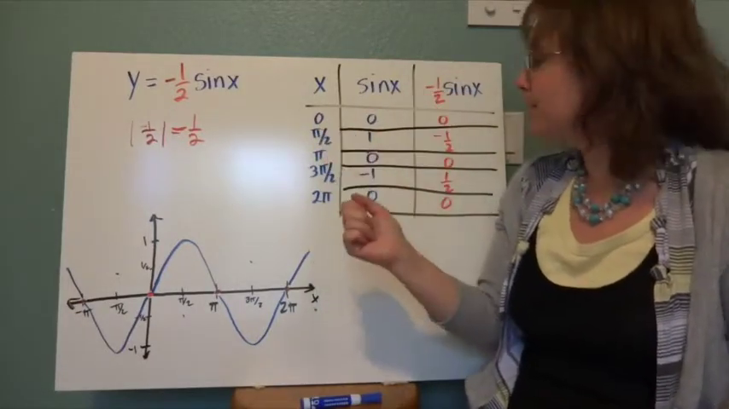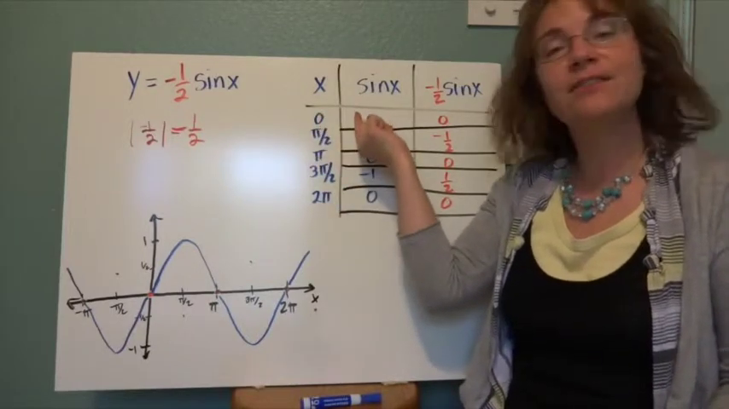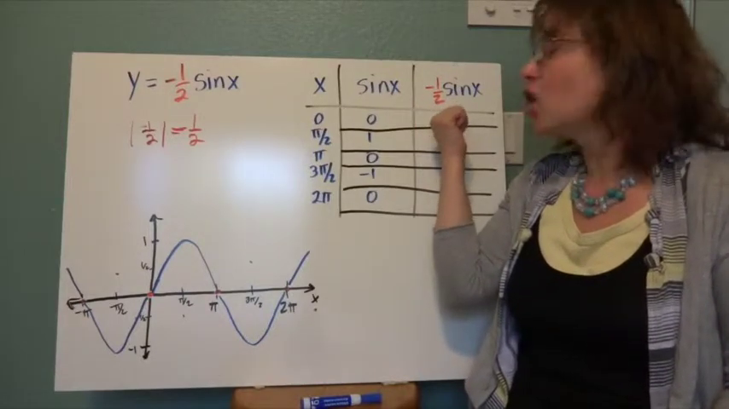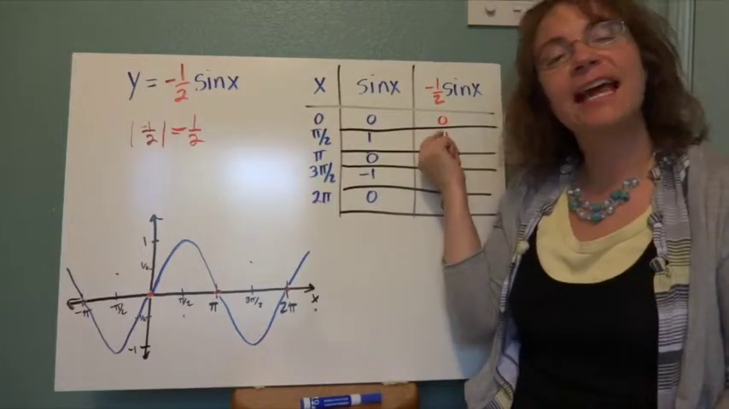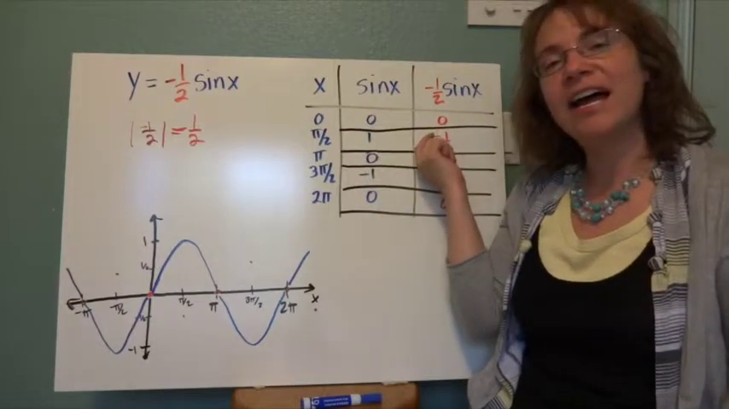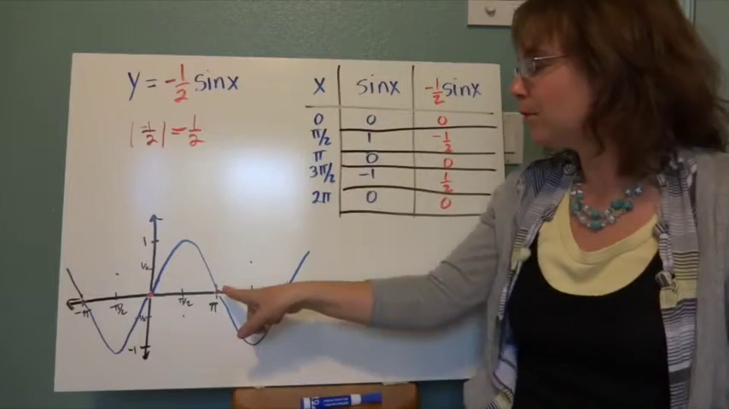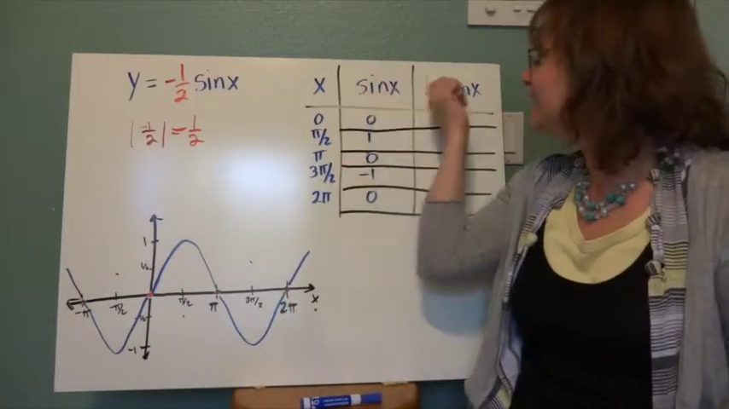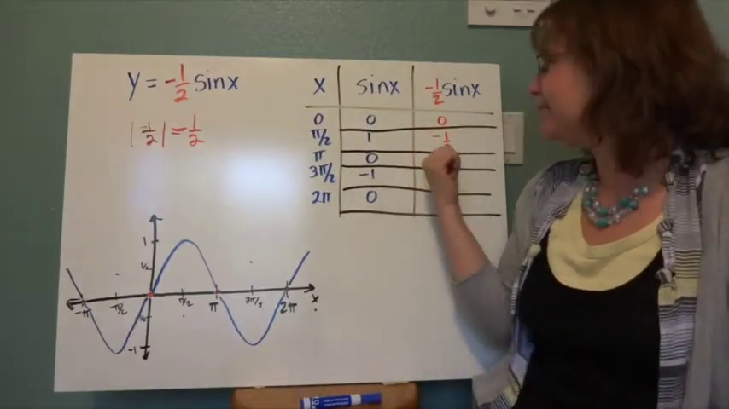So again, I choose my very basic values, thinking about the unit circle. If x is equal to 0, sine of 0 is 0. If we multiply that by a negative 1/2, that's also 0. Pi over 2 is 1, multiplied by a negative 1/2, and I have negative 1/2. So here I have a positive value, but here I have a negative value. Pi equals 0, I also have a 0, so it's going through these same points. But notice when I have a positive value for sine of x, I'm going to get a negative value for negative 1/2 sine of x.